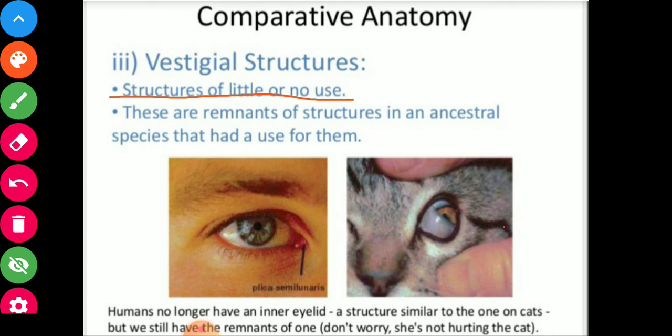You can see plica semilunaris, the structure is present here. It is not in use now, but it is present. So these structures are called vestigial structures. We still have them, but with no use. But in the past, it may be possible that we used them, or maybe our ancestors used them, but now they are not in use. The structures are called vestigial structures.